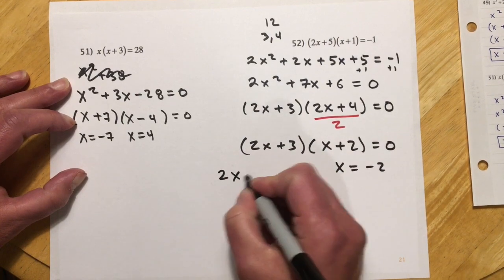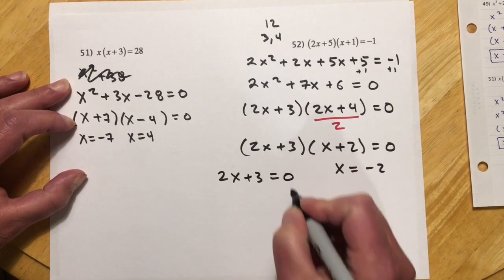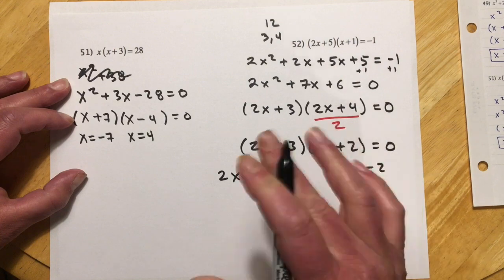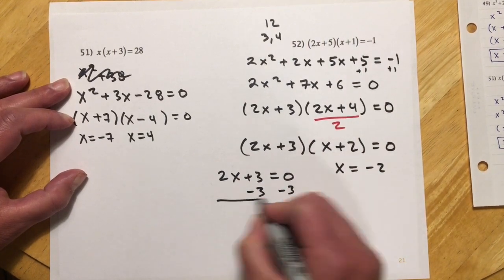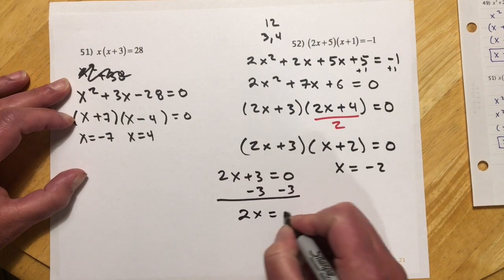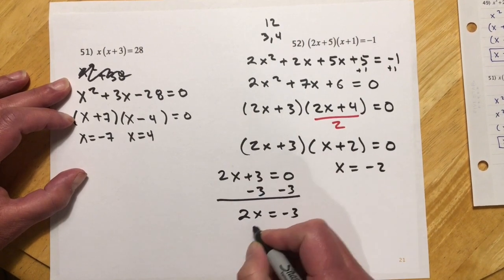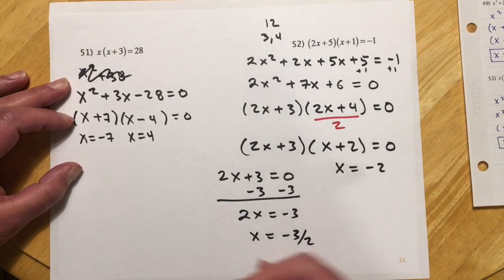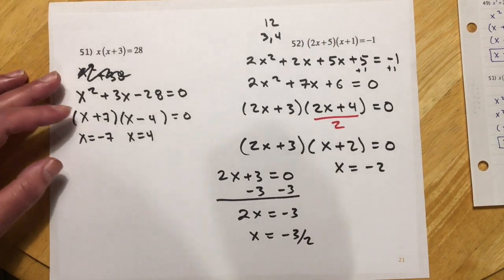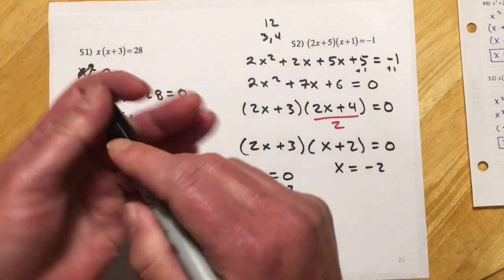And then this one, 2x plus 3 equals 0. And if you can see the negative 3 halves, that's awesome, but here's the steps. So we're subtracting the 3 over, and then dividing out the 2. And so x is negative 3 halves. And that wraps up the exam 4 review.